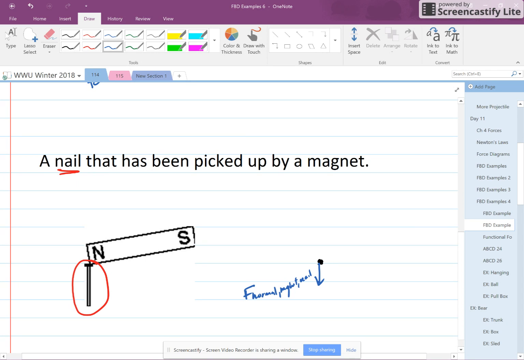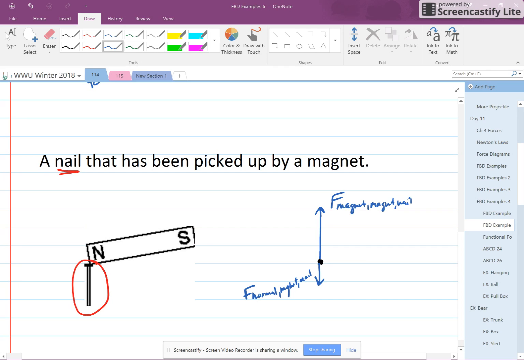But more importantly, since it's a magnet, there is an attractive force, a magnetic force from the magnet on the nail, and that's pulling the nail up. It's bringing it to the magnet.